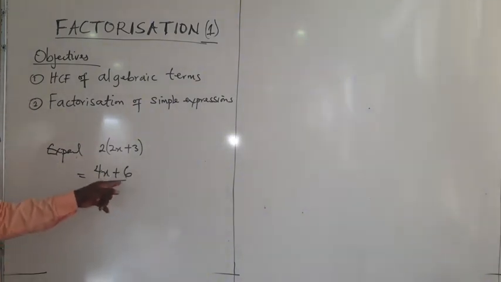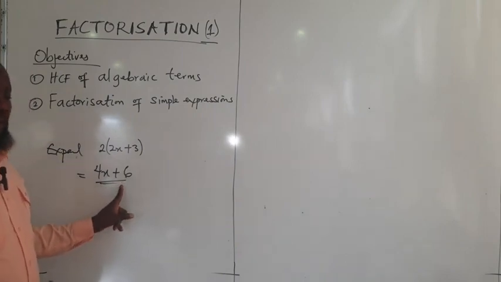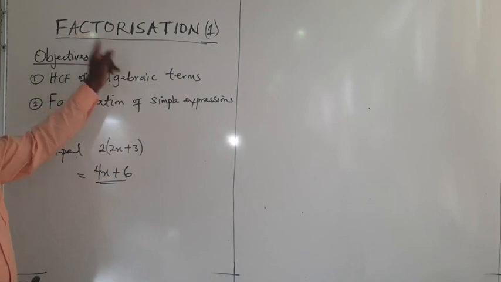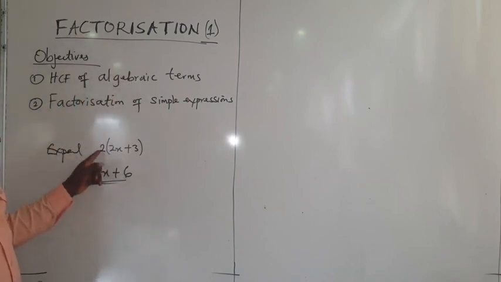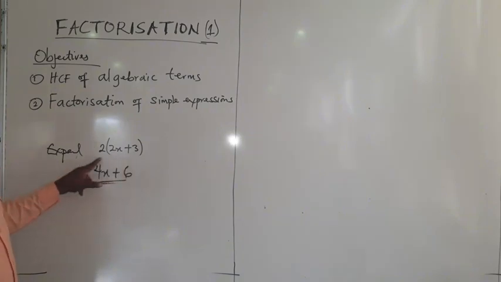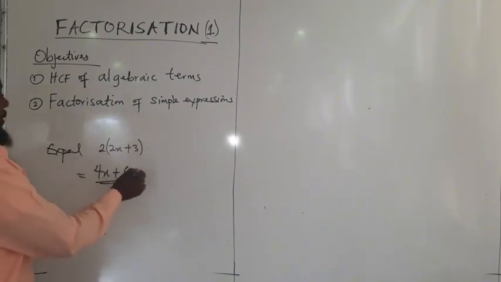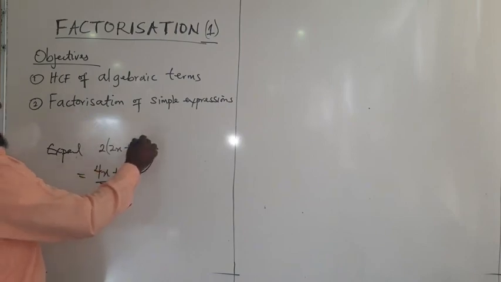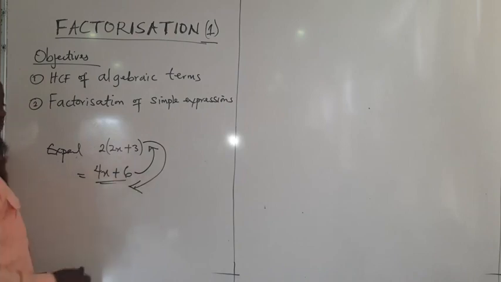So the answer of expansion will be the question of factorization. That is the reason why factorization is the opposite of expansion. So if we are asked to factorize this, your answer will become this. So we go back to this. So from expansion, you come to a factorization question, and so on and so forth. So that's what we want to look at in this video.